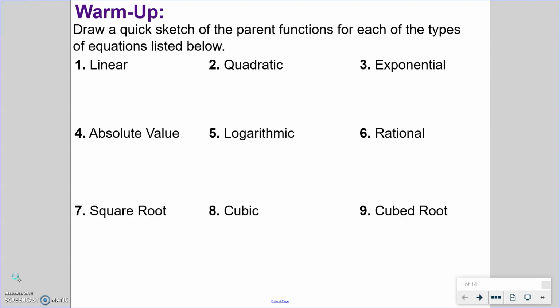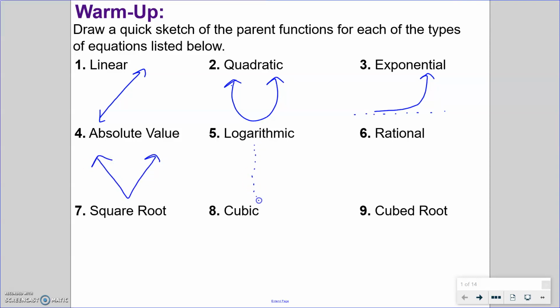All right, draw a quick sketch of the parent functions for each of the types of equations listed below. The parent function of a linear looks like this, quadratic, exponential. Technically, you could do exponential a slightly different way, but that's typically 2 to the x, right? Looks like that. Absolute value is a V. A logarithm has an asymptote like this, so it looks a lot like exponential. Notice how I included the asymptotes in both. That's really important to keep in mind, otherwise they can tend to look very similar.